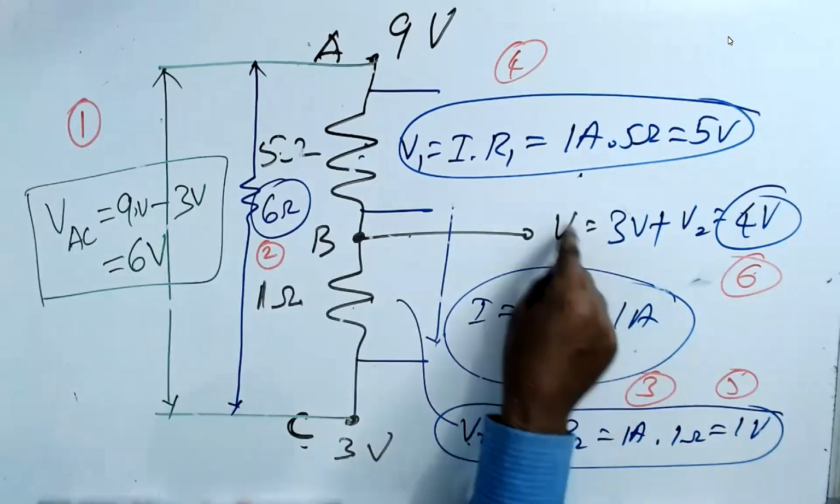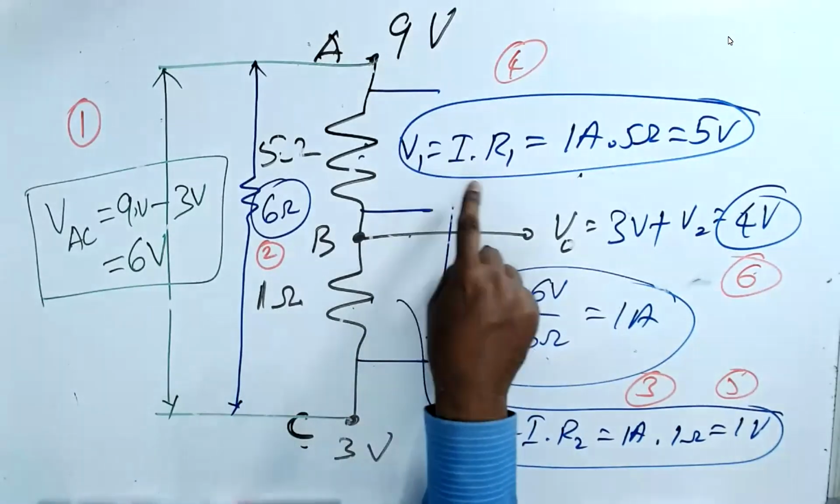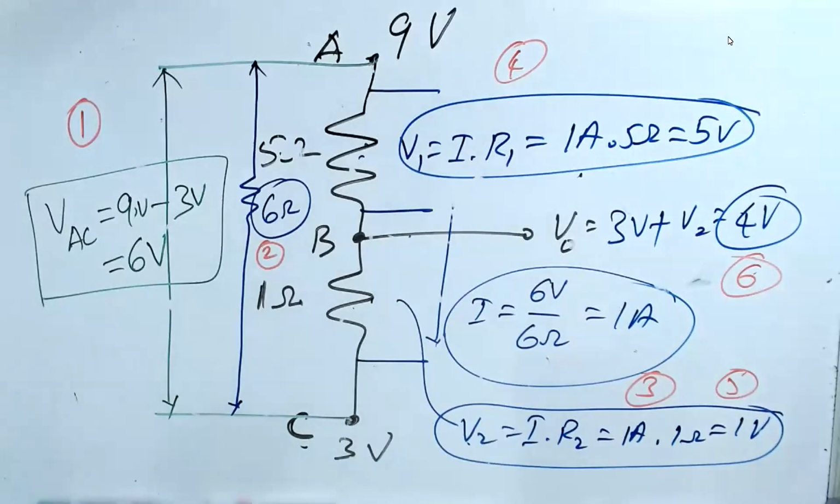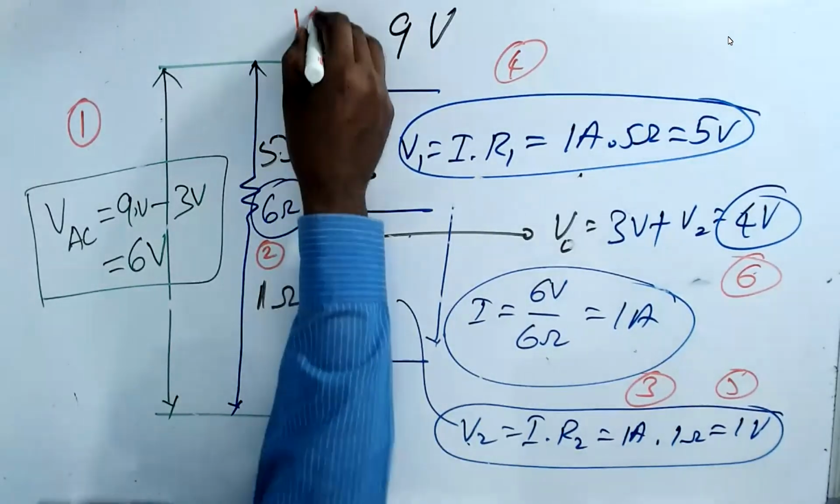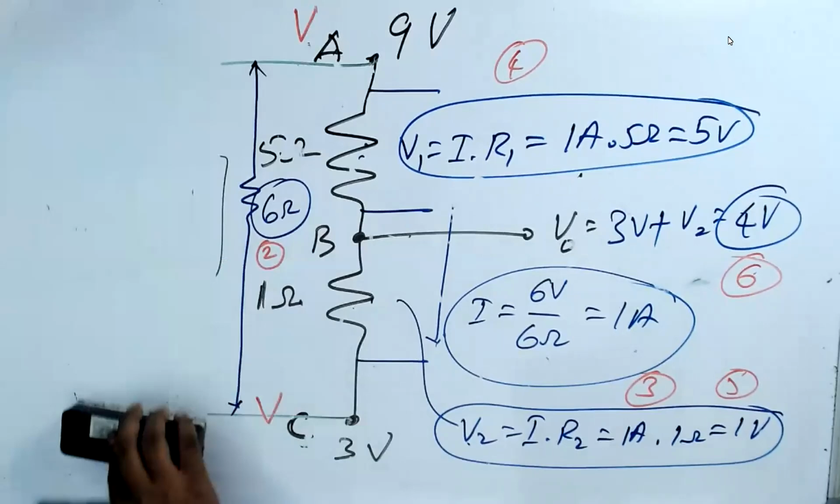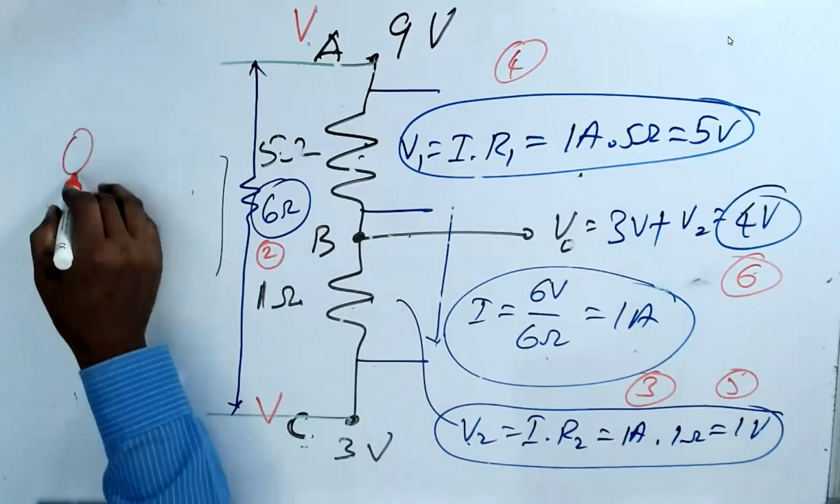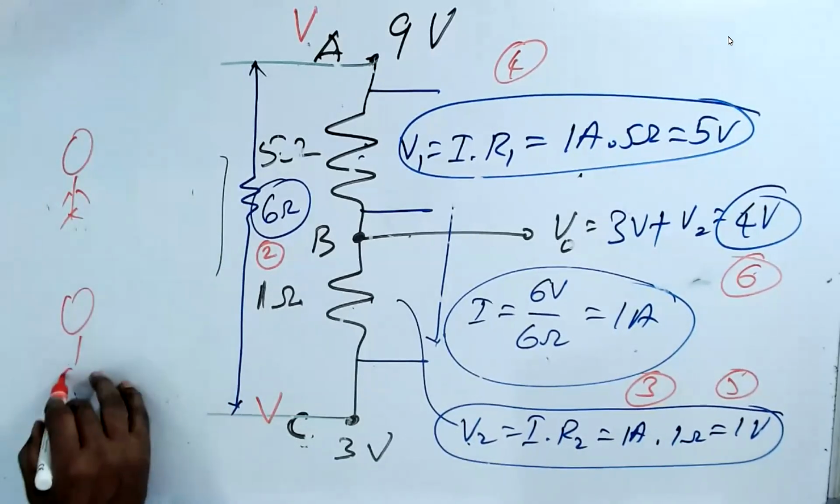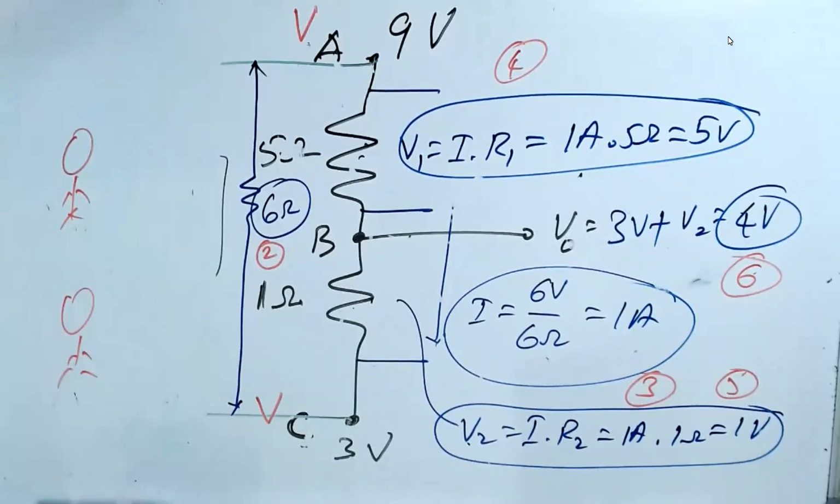V0 is equal to 9 volt minus V1, or you can call this VA and VC. V0 is equal to VC plus V1. If you don't understand the difference, then there's a problem. Please understand here, I have two people.